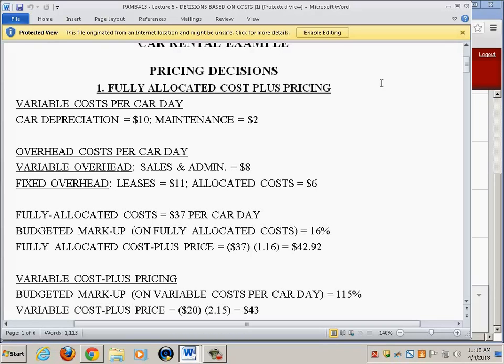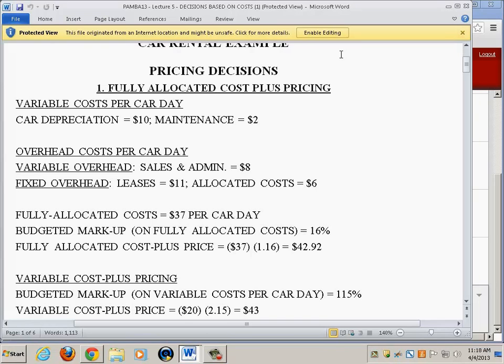well, first of all, let's say that the first pricing method that we're going to review is known as the fully allocated cost plus pricing, or cost plus pricing based on fully allocated costs. Now, this is fairly simple conceptually. It's a fairly simple method. And the name really tells you all about it.